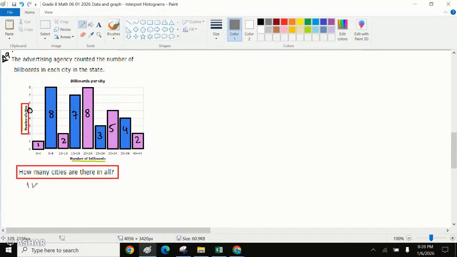That would be 1 plus 8 plus 2 plus 7 plus 8 plus 3 plus 5 plus 4 plus 2. 9, 9 plus 11 is 19 hmm, 26, 29, 34, 38, and 40. That means there are 40 cities in total that are being considered for the billboards. The survey was done for 40 cities. Agreed? So let's have a look at another question.